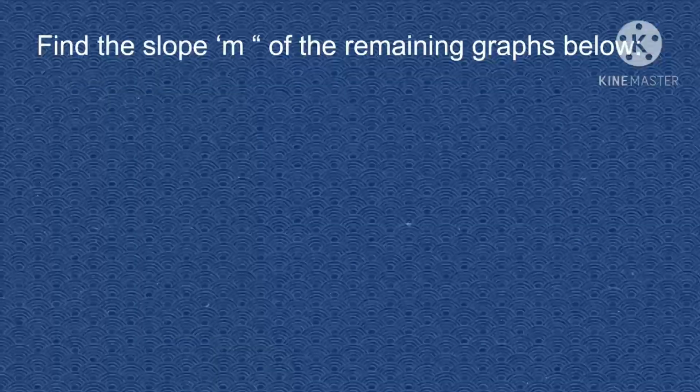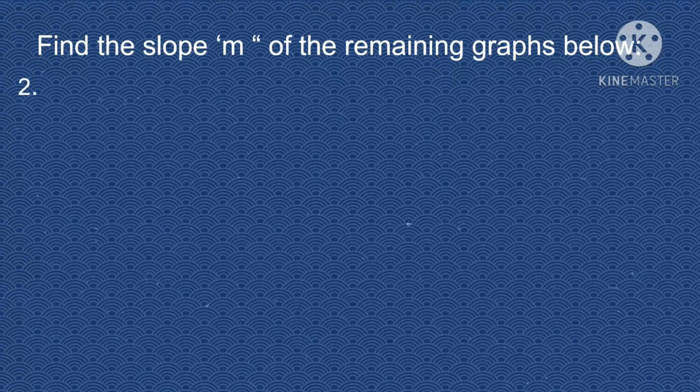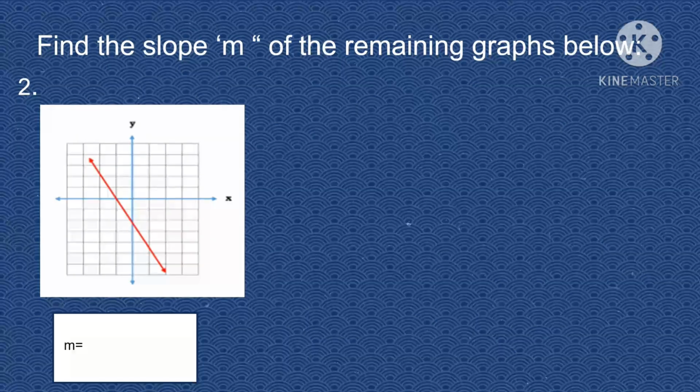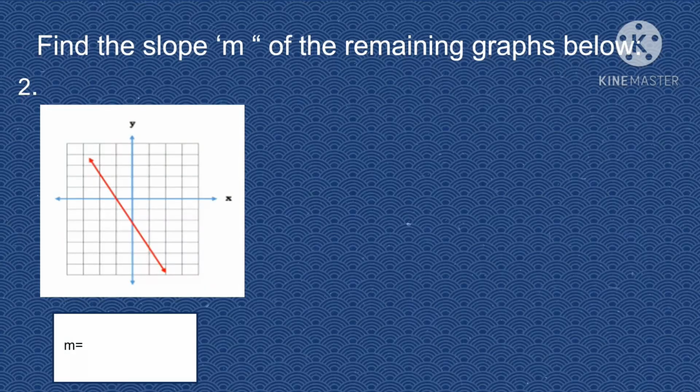Find the slope m of the remaining graphs below. Let's take number 2 graph. In number 2 graph, we say the line rises to the left. Now we said that when the line rises to the left, the slope is negative. So we put a negative sign.